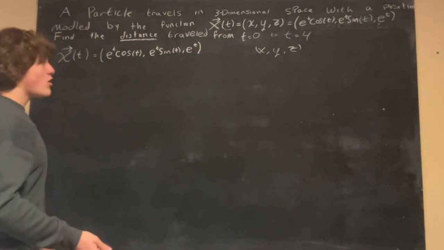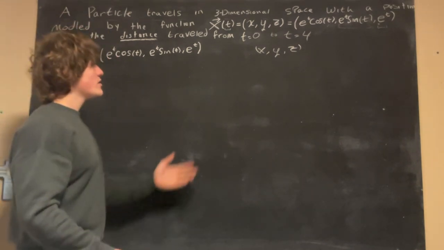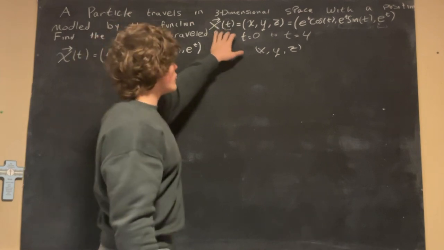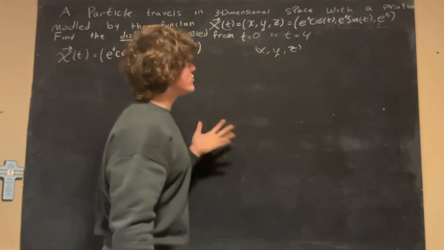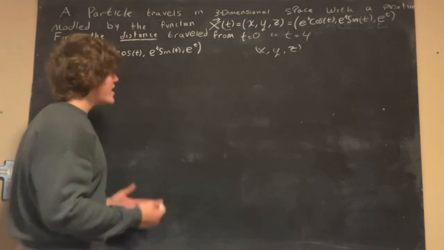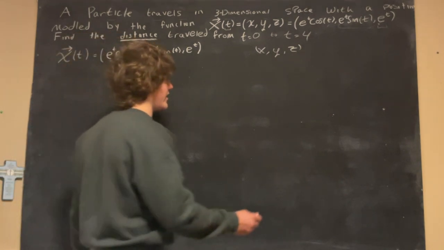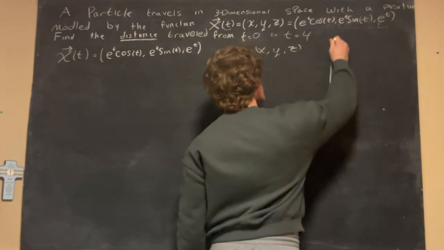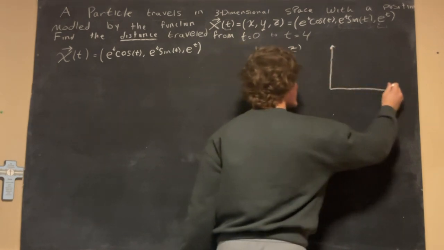So you might be thinking, oh, this is easy. You just do x of 4 minus x of 0 is equal to your distance. However, that would give you your displacement, which is a vector. Distance is a scalar quantity. And I will give you an example of what distance is over here, and then I will tell you how to find it.